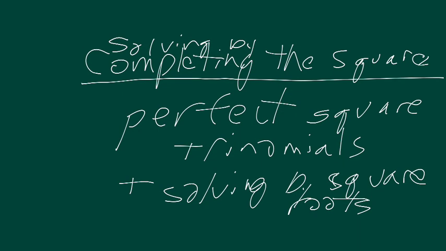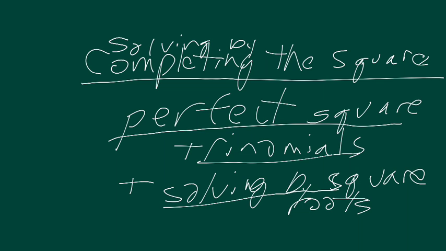Hello everybody. Today we're going to solve quadratic equations by completing the square. Completing the square is a multi-step process that involves perfect square trinomials as well as solving quadratics by square roots. So you need to understand how to make a trinomial a perfect square trinomial, which we talked about in a previous class. And you also need to make sure you understand how to solve quadratics by square roots. So if you can't do those two things, please go back and rewatch the video lessons on solving by square roots and make sure you understand what a perfect square trinomial is.